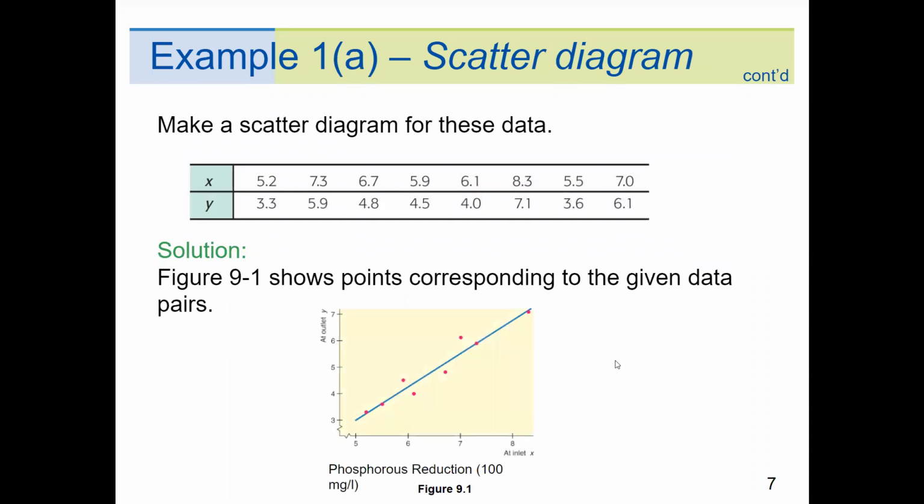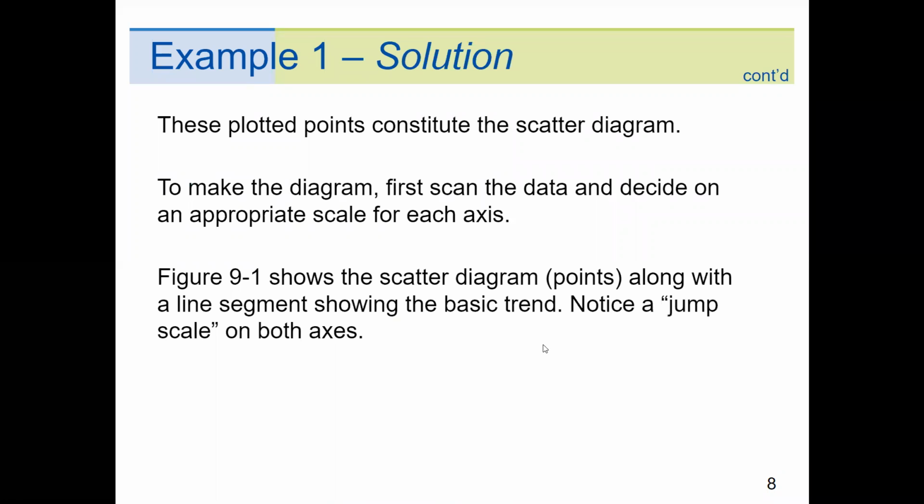So you can see here it's extremely linear. Unfortunately, that also should tell us that we have an increase in phosphorus. These plotted points constitute the scattergram. To make the diagram, first scan the data and decide on an appropriate scale for each axis. Figure 9.1 shows the scatter diagram points along with a line segment showing the basic trend. Notice a jump scale on both axes. That's when you use the squiggly line.